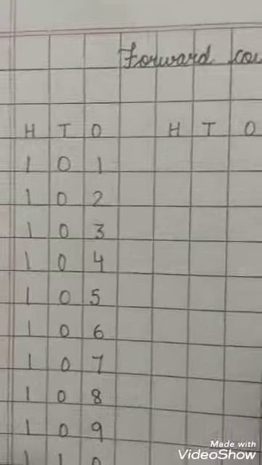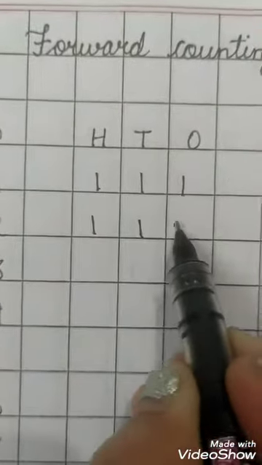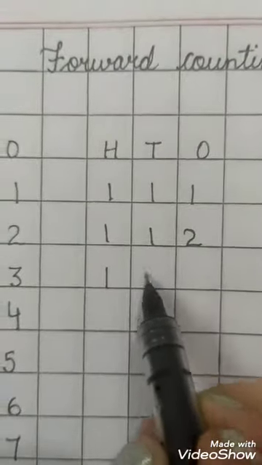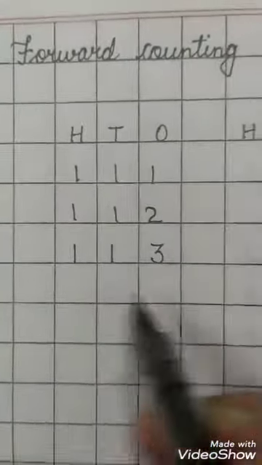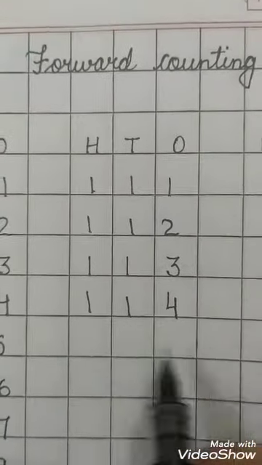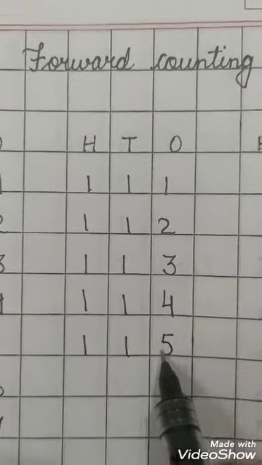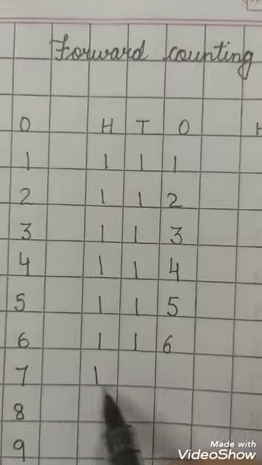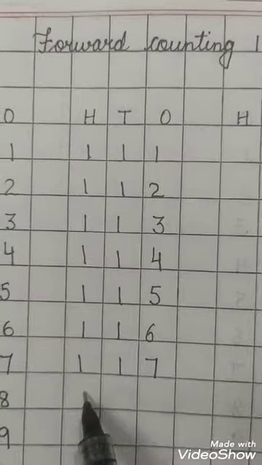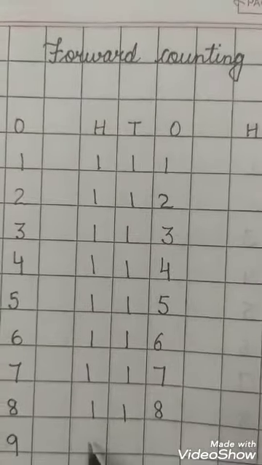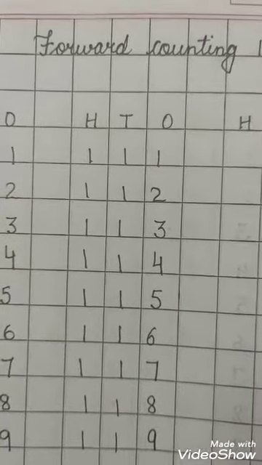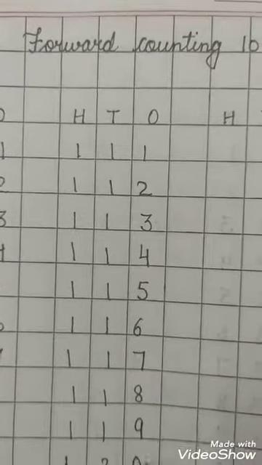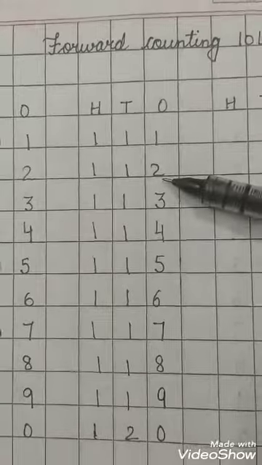101, 102, 103, 104, 105, 106, 107, 108, 109, 110. Next line, 111, 112, 114, 115, 116, 117, 118, 119, 120. Make sure you have to touch the bottom line while writing. Let's start with next line.